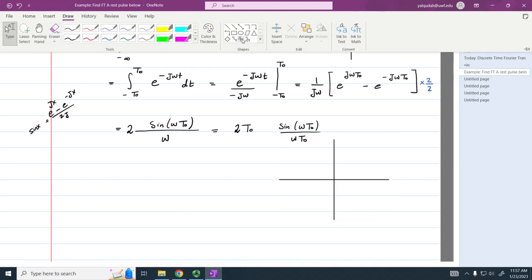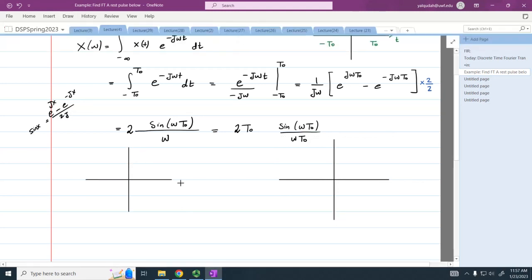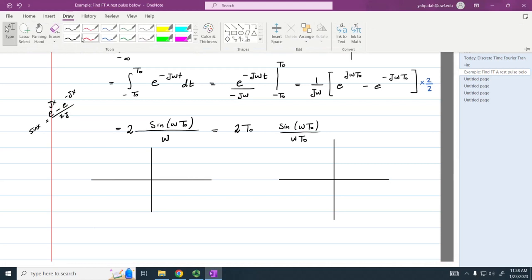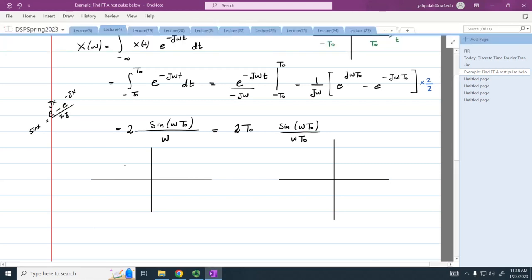And I imagine, even if you have not seen this before, now that we've done it together, you're going to always remember what the Fourier transform of a rectangular pulse like this is. And what is it going to be? A sinc.